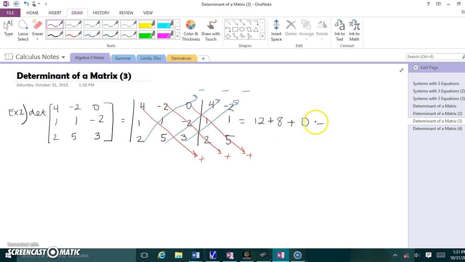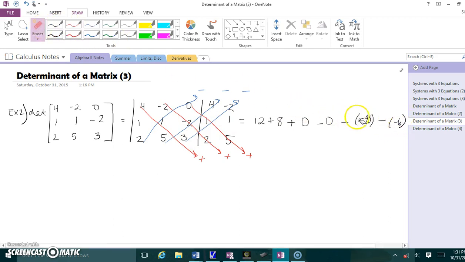1 times 5 is 0, minus 2 times 1 times 0 is 0, minus 5 times negative 2 is negative 10. Negative 10 times 4 is, careful here, negative 40. Minus 3 times 1 times negative 2 is negative 6.